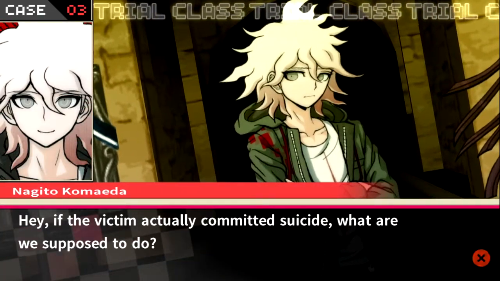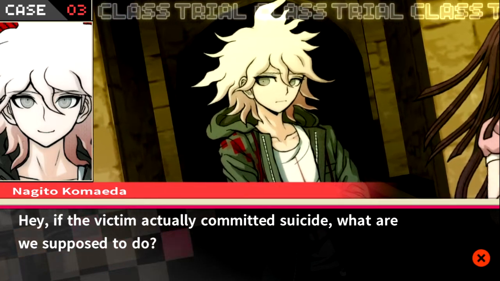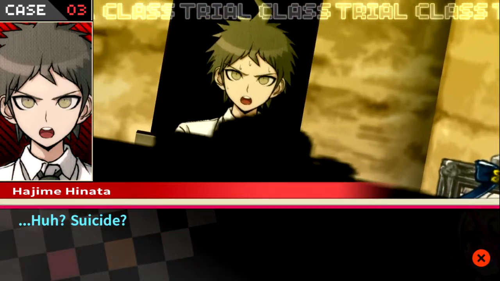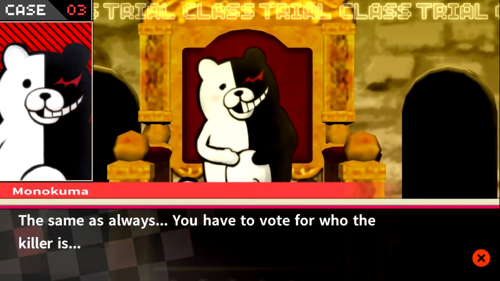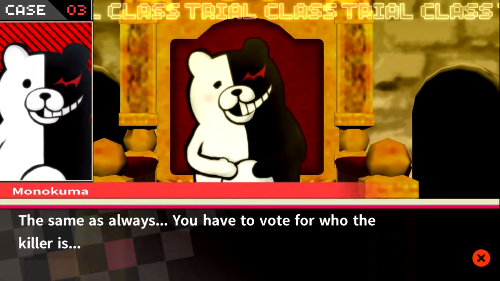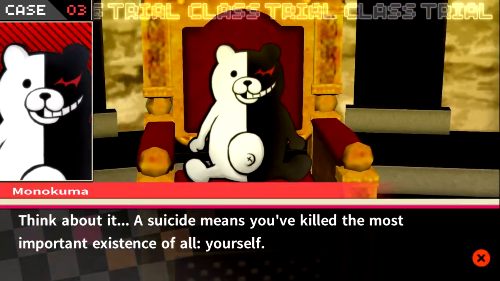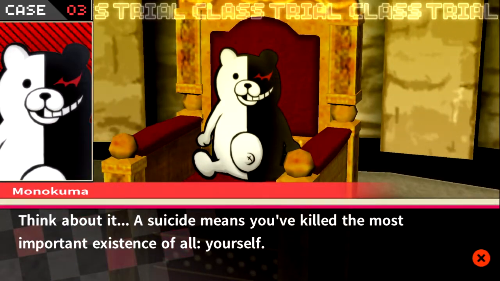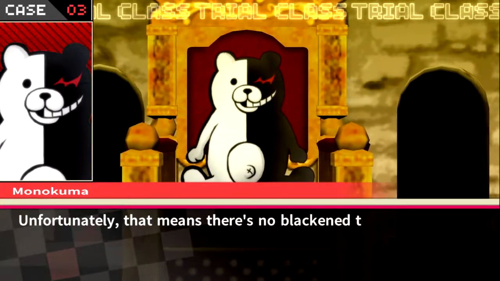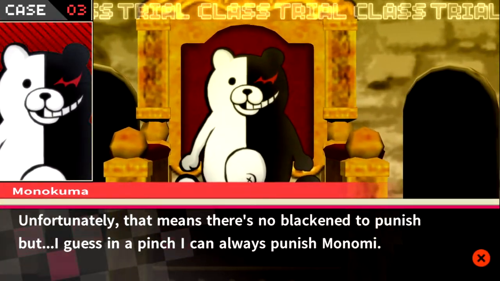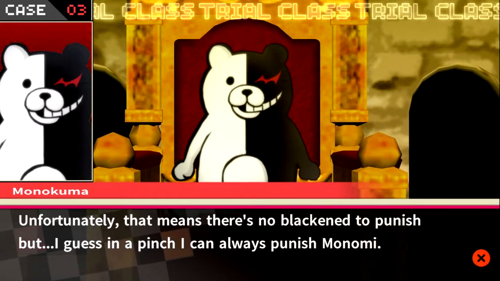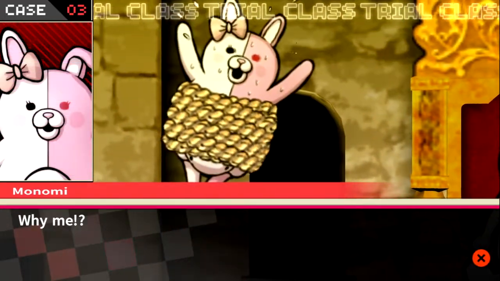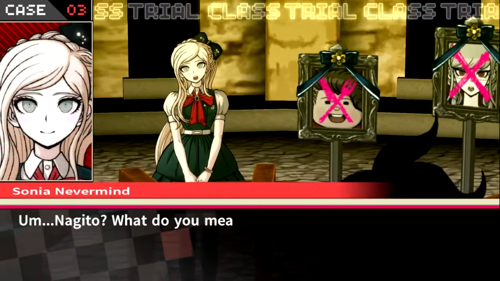Hey, if the victim actually committed suicide, what are we supposed to do? Huh? Suicide? The same as always. You have to vote for who the killer is. Think about it. A suicide means you've killed the most important existence of all, yourself. Unfortunately, that means there's no Blacken to punish, but I guess in a pinch, I can always punish Monami. Then everybody wins. Why me? Because nobody likes you.